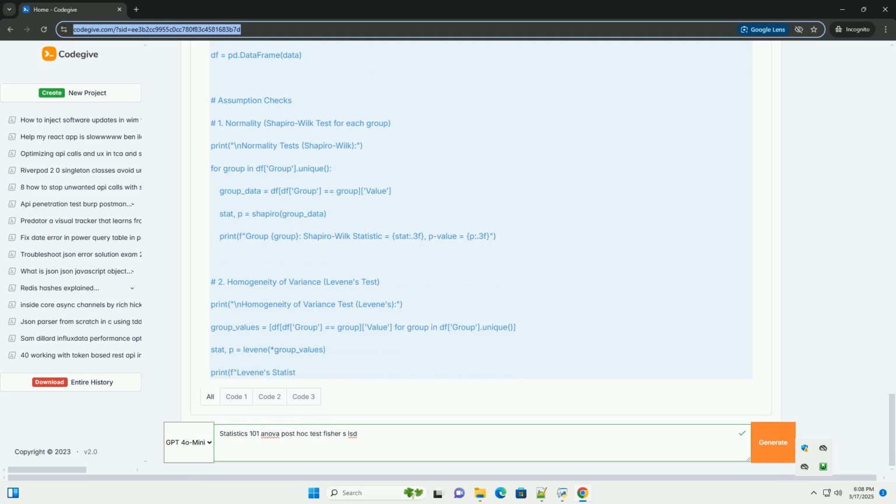In summary, ANOVA is a valuable tool for comparing group means, but post-hoc tests are essential for pinpointing which groups differ significantly. Fisher's LSD is a simple option, but remember its limitations and always check the assumptions of ANOVA before drawing conclusions. Consider alternative, more conservative post-hoc tests like Tukey's HSD or Bonferroni, and use the assumption checks to guide your analysis appropriately. Remember to replace the sample data with your own.